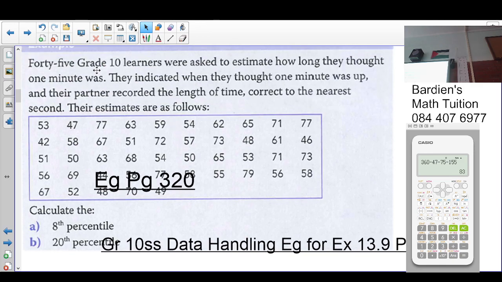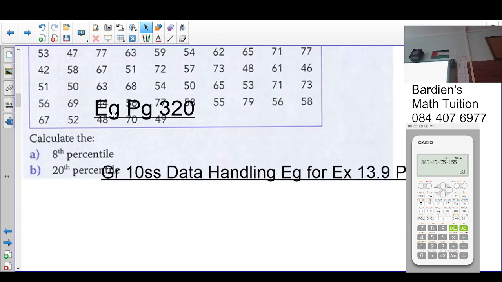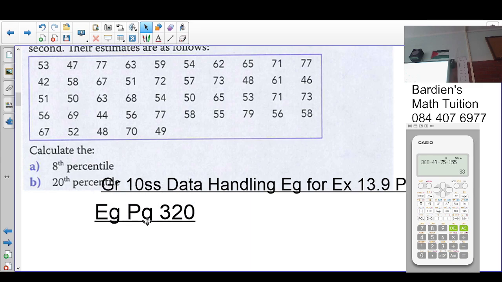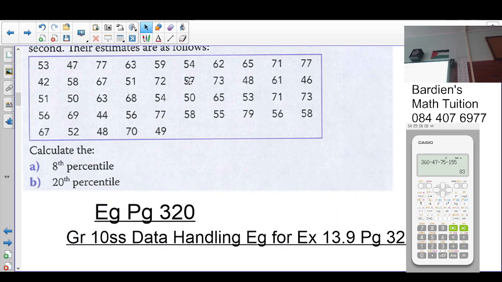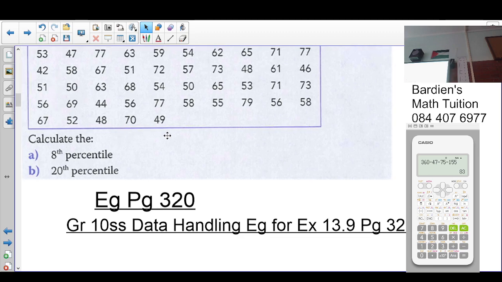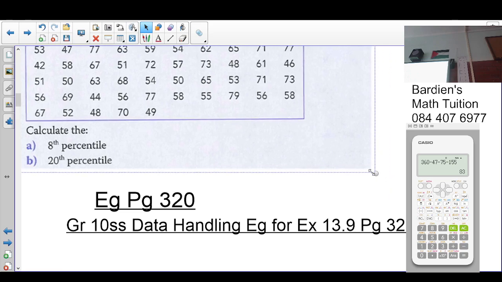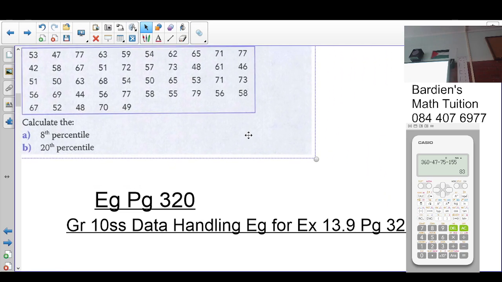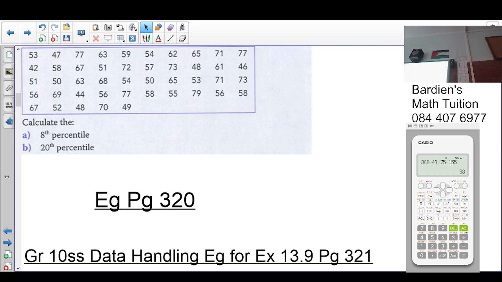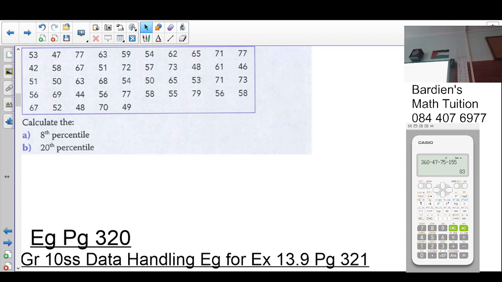So how many people are here? 40. The question says, here's all your data now. Is this data in order? No. What do I have to do first? You must get it in order. When we're reading quartiles, percentiles and deciles, it must be in order. Do you understand? So, let's go.